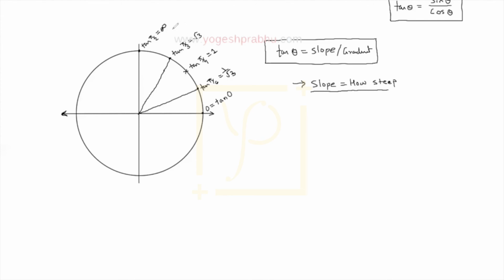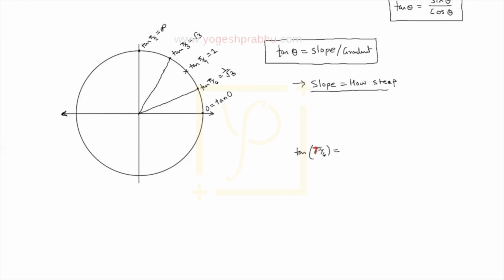I've written in radians though. Then pi by 2 will have slope infinity. Okay, it's just very convenient if you can remember tan theta in terms of the slope of a line. So let's just say I have to find out tan of 7 pi by 6. How will you find tan of 7 pi by 6? If you have to use this technique, first you will find out where is 7 pi by 6.